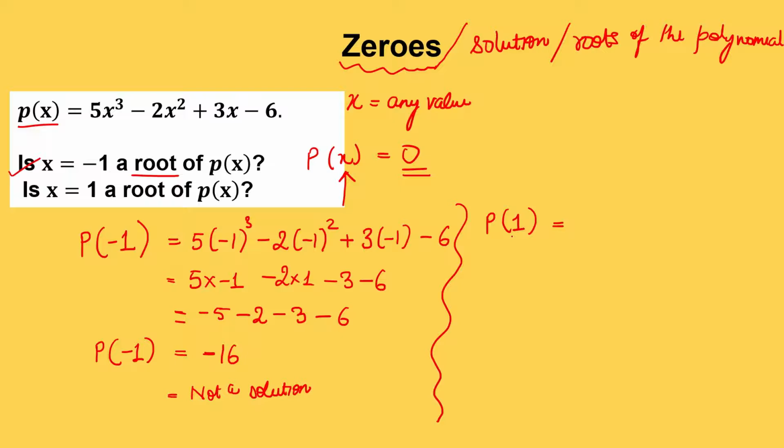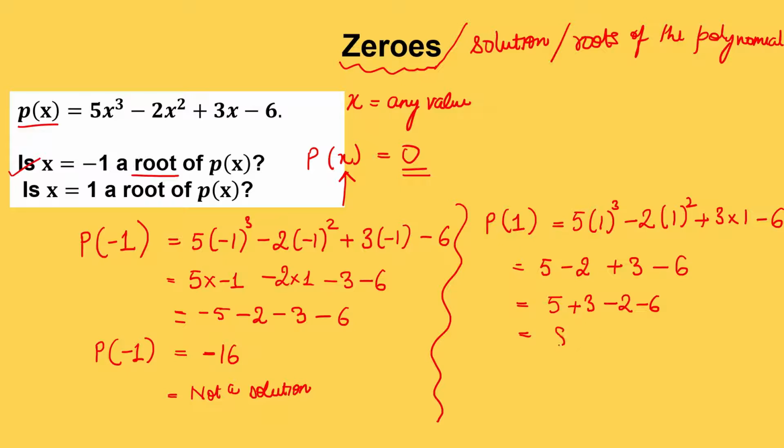Let's do it for the other. When x is equal to 1: 5, 1 raised to the power 3, 2, 1 raised to the power 2, plus 3 into 1 minus 6. 1 raised to the power anything will give you 1 only, so I am writing it directly. 5, negative 2, plus 3, negative 6. I am writing positive things together, then negative things together.